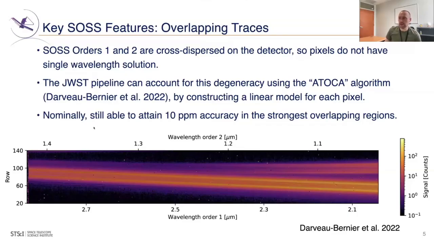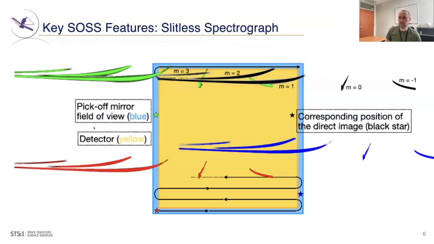The other really key important thing about SOSS is that it's a slitless spectrograph. So it's not like a typical slit you might be familiar with for NIRSpec BOTS, where you're just getting one trace. The whole field of view really is liable to contamination from other sources.